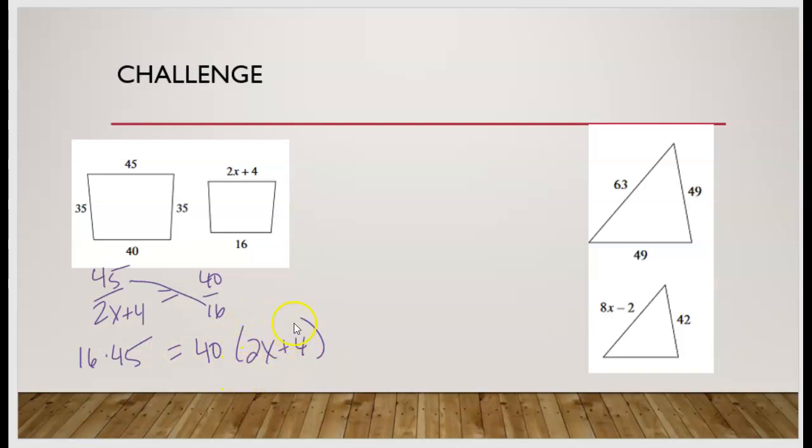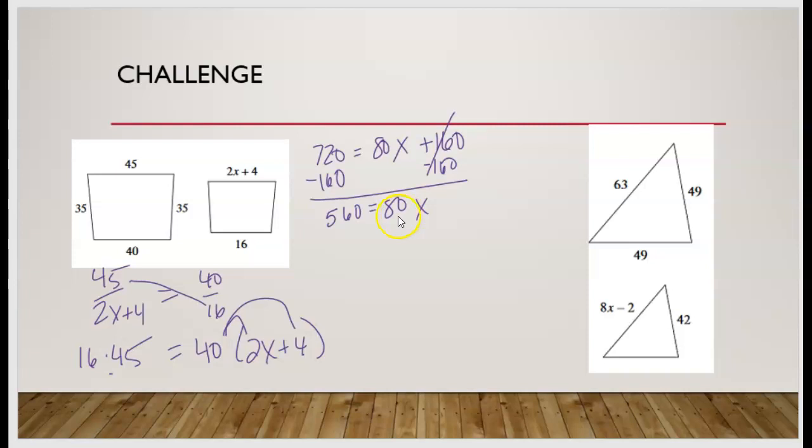So I had to put this in parentheses. This is 720, and then we're going to distribute the 40. 40 times 2 is 80x, and 40 times 4 is 160. Now we can keep solving, right? Subtract 160 from both sides. 560 equals 80x, and divide by 80. X is 7.